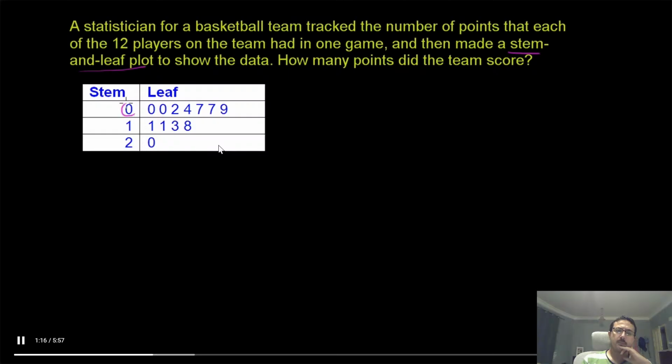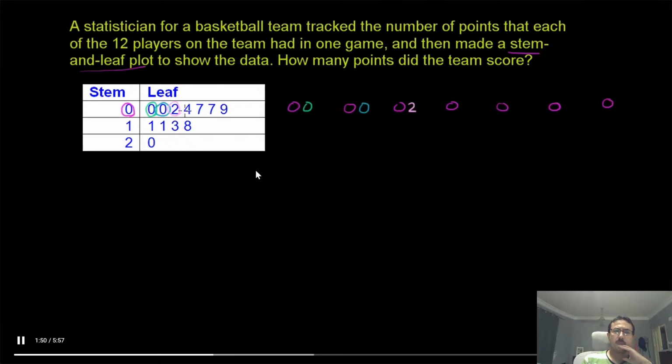So I'm going to write the zeros in purple. There's 1, 2, 3, 4, 5, 6, 7 players who had 0 as the first digit. So 1, 2, 3, 4, 5, 6, 7. I wrote 7 zeros. This player also had a 0 in his ones digit. This player also had a 0 in his ones digit. This player right here had a 2 in his ones digit, so he scored a total of 2 points.